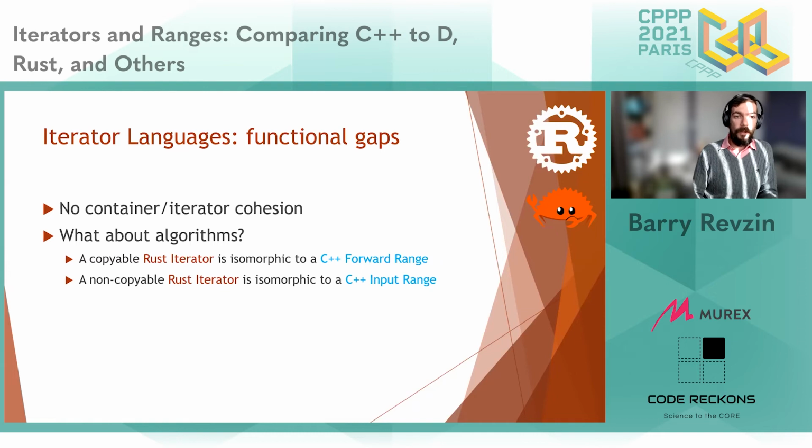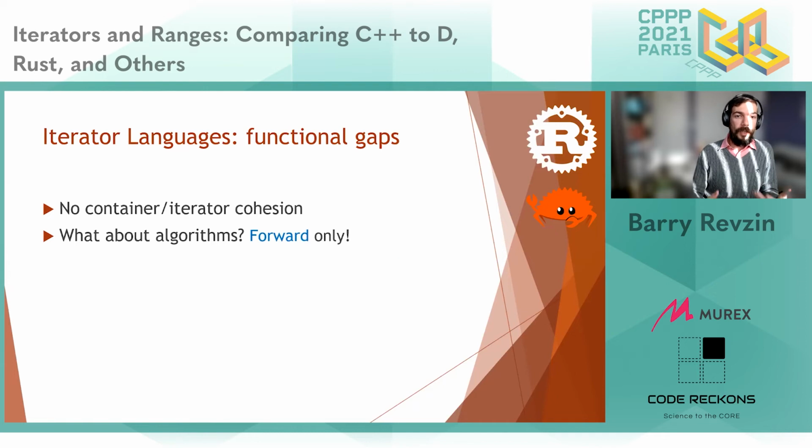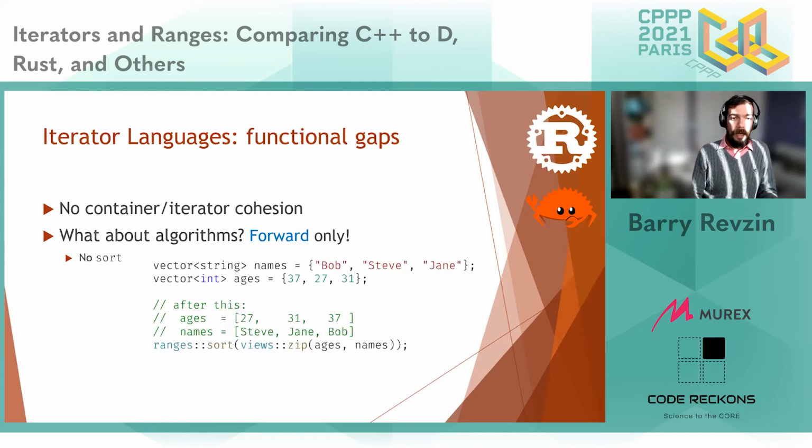But what that means, of course, is that since we can't produce a range that's better than forward, we can't use an algorithm that requires more than forward. That's just because we can't meet those requirements. And so, for instance, we can't produce a generic sort. Rust does provide a sort algorithm on slice, which is Rust's name for what C++ calls span. So you can sort any random access contiguous thing you want as long as you can get a slice out of it. But you can't sort an arbitrary random access range.